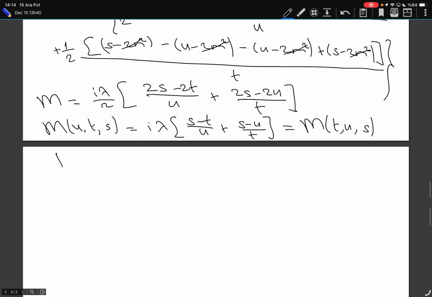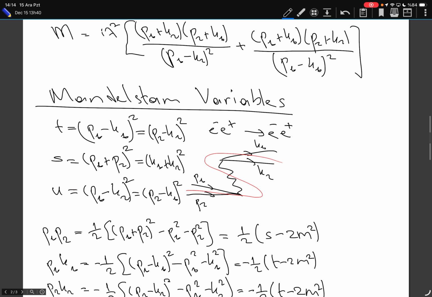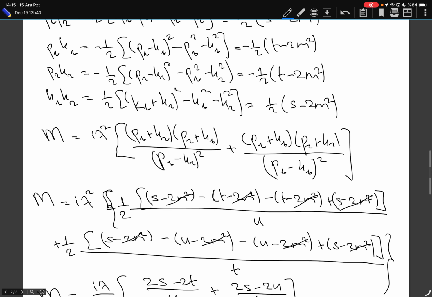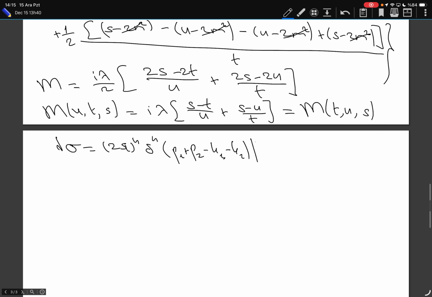And remember, the cross-section will be given by 2 pi to the 4, 4-dimensional Dirac delta of P1 plus P2 minus K1 minus K2. This is my overall energy momentum conservation. In fact, I have been using this all along. When I'm writing these equalities, I'm using the overall energy momentum conservation. And then I have my invariant matrix element squared. I have the Lorentz invariant phase space.